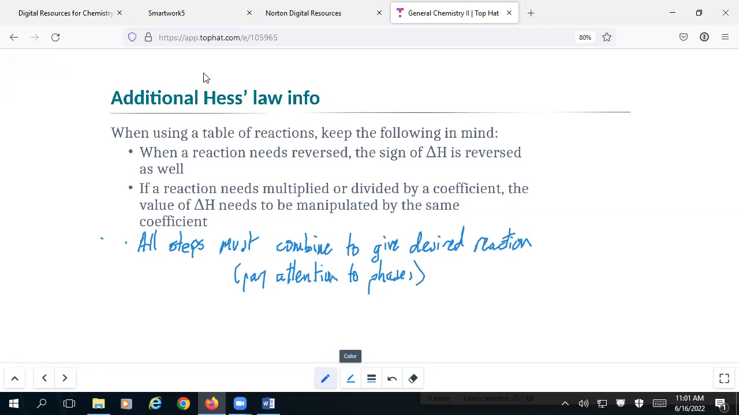And with that, we want to add the note, we really need to pay attention to phases when we do this. Because there are some reactions where we can do things and they will give us a liquid, and in others they'll give us a solid or they'll give us a gas. And we want to be mindful of that when we work.